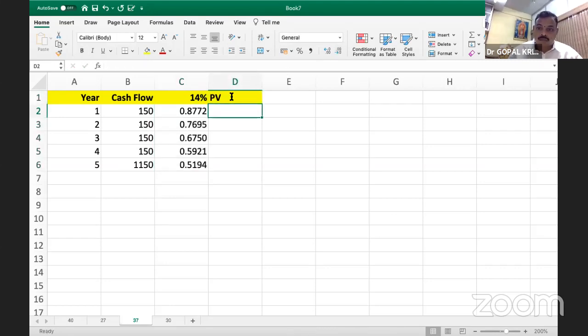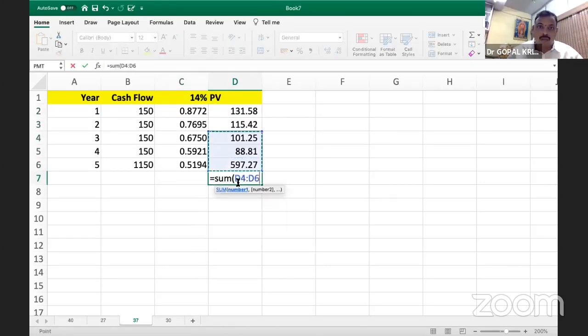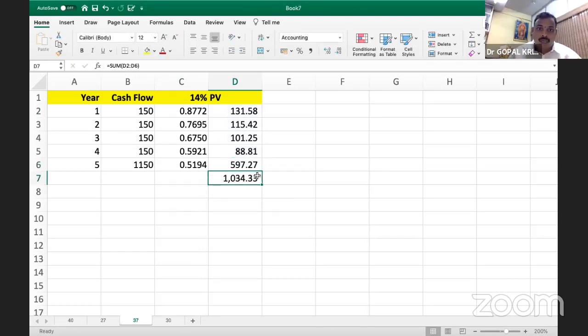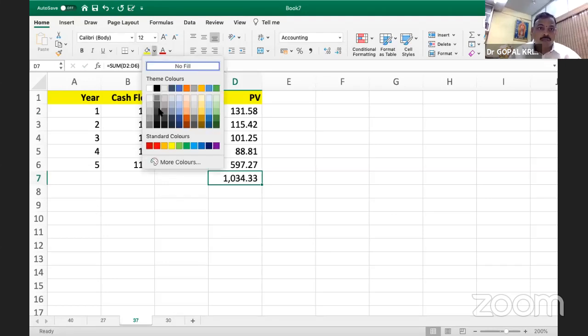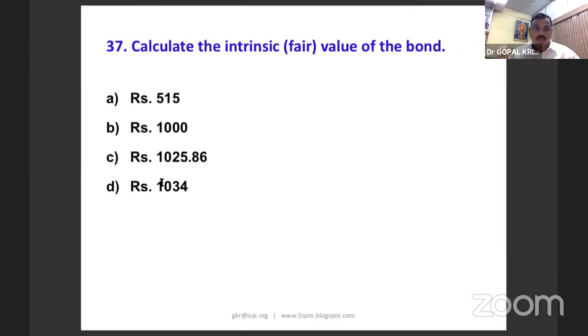So what's your present value? This is your present value. So the sum is what? 1034.33. So guys, it is 1034.33. So 37D is your answer.